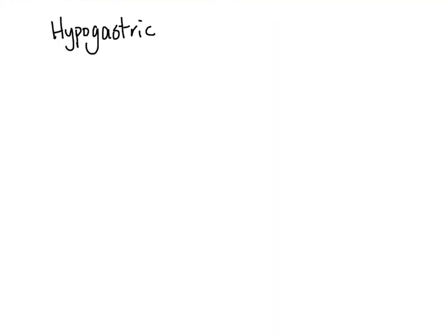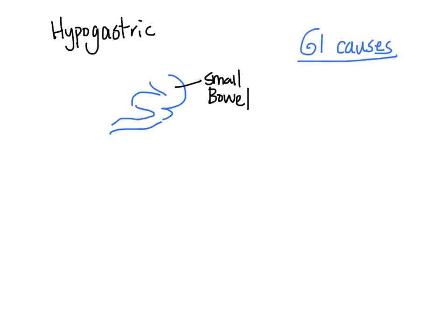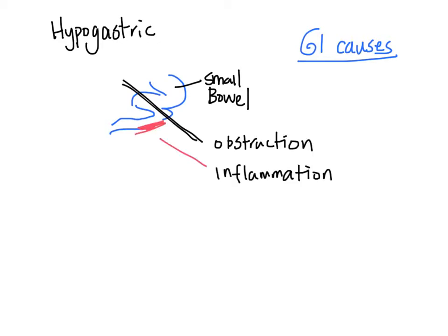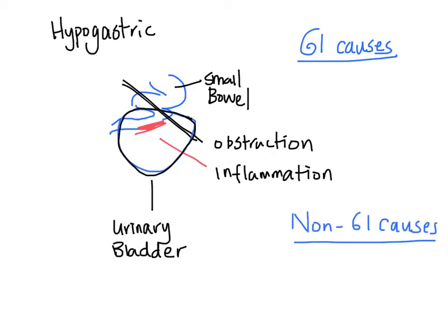What about the hypogastric area? What lives there? The small bowel. Therefore, conditions giving pain to the area can include obstruction or inflammation. What about non-GI causes? The bladder sits right in this area. Therefore, conditions such as cystitis and stones can give pain to this area.